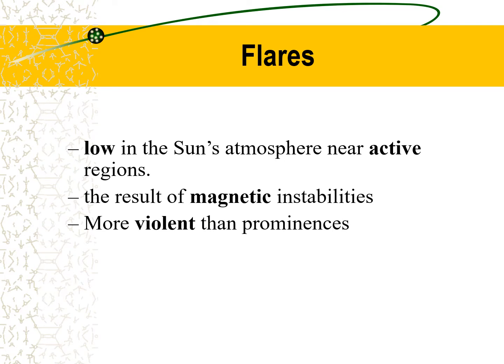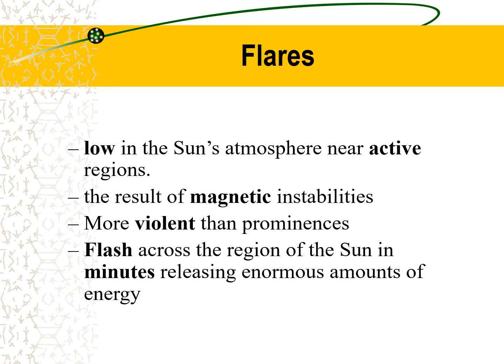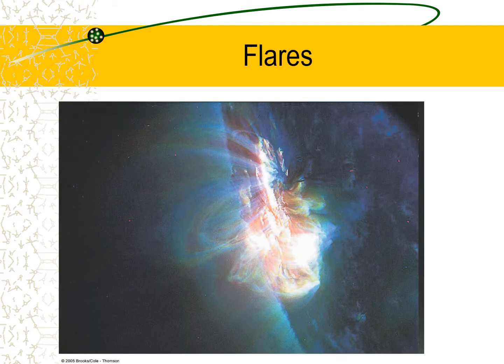They're going to be much more violent than prominences because of that. These flashes occur and they cross over the region of the sun in a matter of minutes. They release an enormous amount of energy. And that energy, when released, can actually cause what we call coronal mass ejection. And those are enormous solar storms that can actually knock out satellites. Okay, here's a picture of the flare.